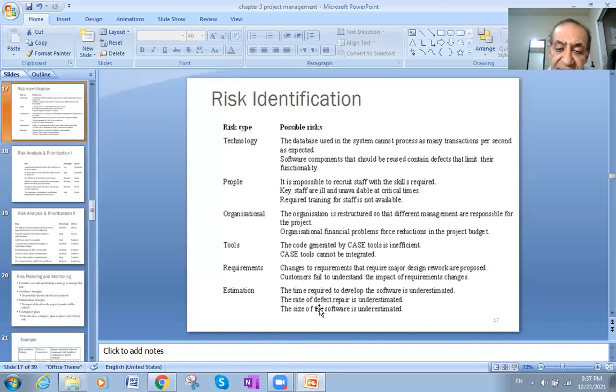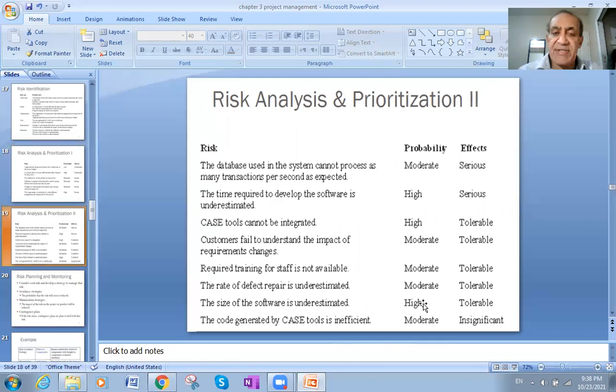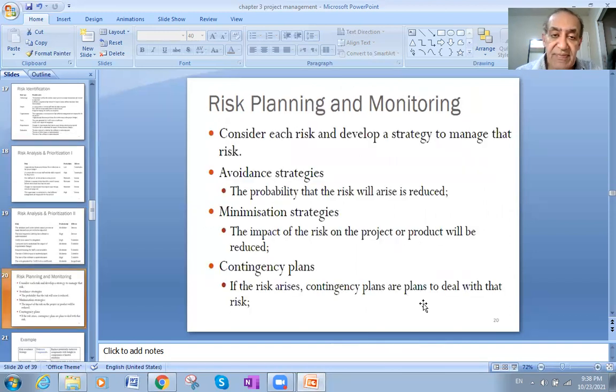The rate of defect repair is also underestimated. When repairing any problem in the system, you estimate it in a wrong way. You said it will take another hour, and it might last a few days. The size of the software is also underestimated. You don't know what you will do regarding these estimations, or you didn't put the right time estimation for these problems. Okay.